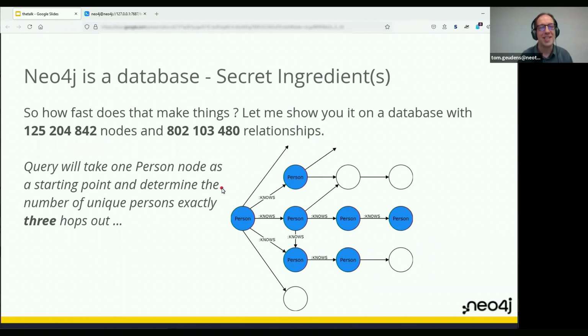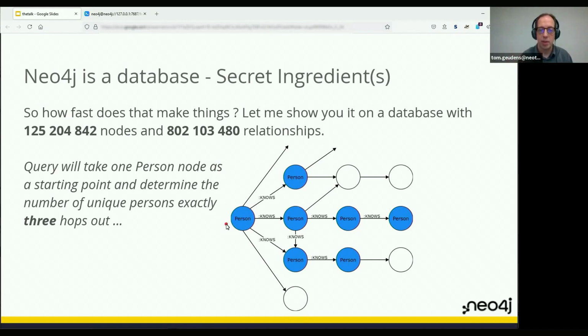We just talked about things. So I am going to show you on a database which has 125 million nodes and 800 million relationships. So that is not small, right? That is pretty big as databases go. And I'm going to do a query on that. And the database is a social graph. So think Facebook, right? Where you have a person that knows or likes or follows another person, and they like the posts of that person and stuff like that. But we're going to focus on person knowing other person.